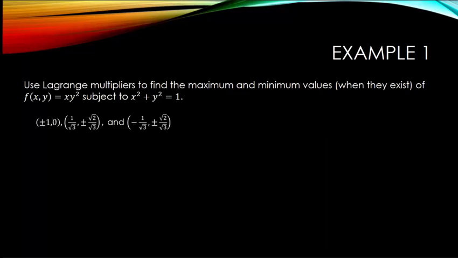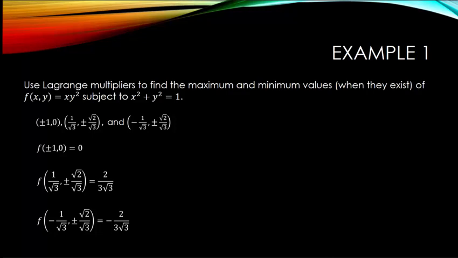Now I have to evaluate the function values at each of those points. My function at plus or minus 1 and 0 is 0. My function at 1 over square root of 3 and plus or minus the square root of 2 over the square root of 3 gives me 2 over 3 square root of 3. The function value at negative 1 over square root of 3 and plus or minus square root of 2 over square root of 3 gives me negative 2 over 3 square root of 3.